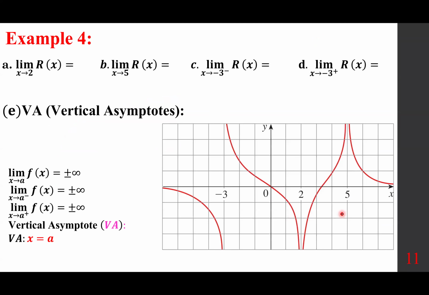The graph is given, and we want to find the limit of r of x as x approaches 2 and other numbers. And again, reminding you of the definition of a VA. So having said that, let's look at number 2. Find and locate number 2 along the x-axis. From both sides, it's going down to negative infinity. So the limit of r of x as x approaches 2 is negative infinity.